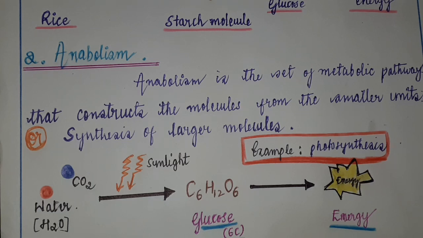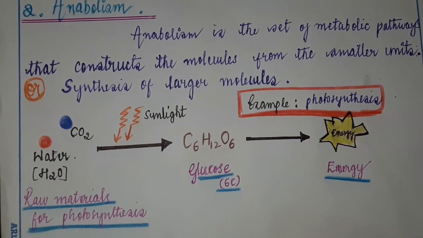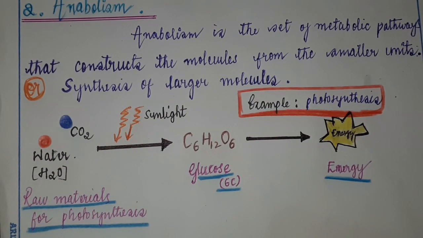So what are the raw materials for photosynthesis? We all know, that is water and carbon dioxide. A certain number of water molecules and a certain number of carbon dioxide molecules will react with each other in the presence of sunlight, and this leads to the formation of a glucose molecule. This glucose molecule is obviously larger than the raw materials for photosynthesis, because glucose is a 6 carbon compound. It is larger than the water molecule and also carbon dioxide, right?